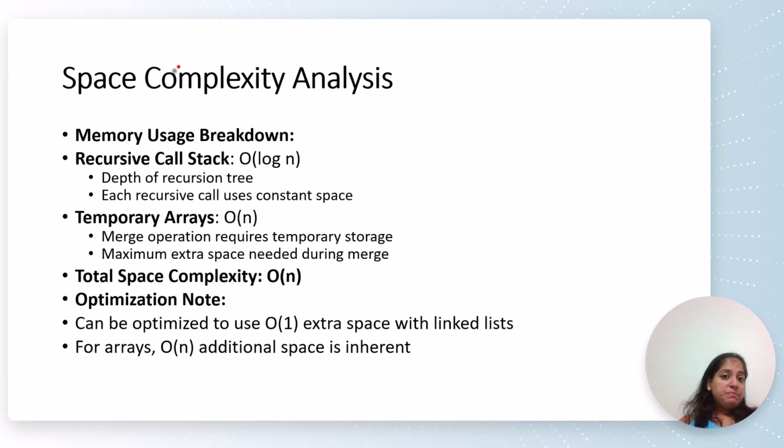If we talk about its space complexity analysis, since it's a recursive algorithm, a recursive call stack will be managed over here. The recursive call stack is big O of log n, because of the depth of the recursion tree, and each recursive call uses constant space. We are also using temporary arrays, big O of n. The merge operation requires temporary storage to store the left subpart and right subpart in arrays. So this is the maximum extra space needed for doing the merge. So big O of n is the maximum total space complexity.